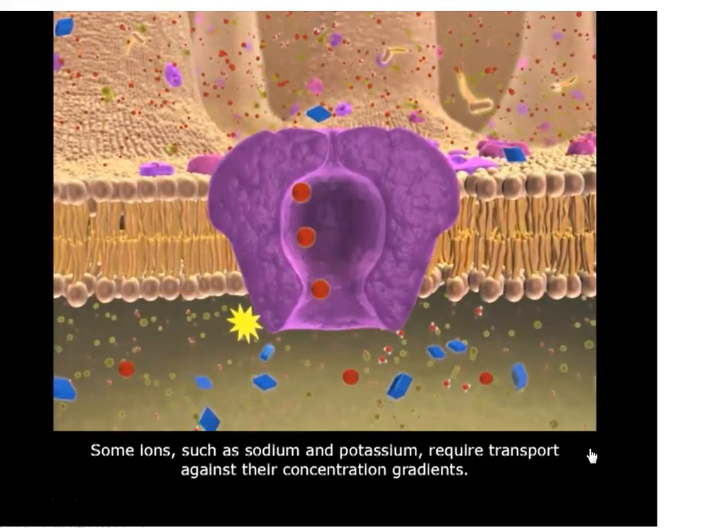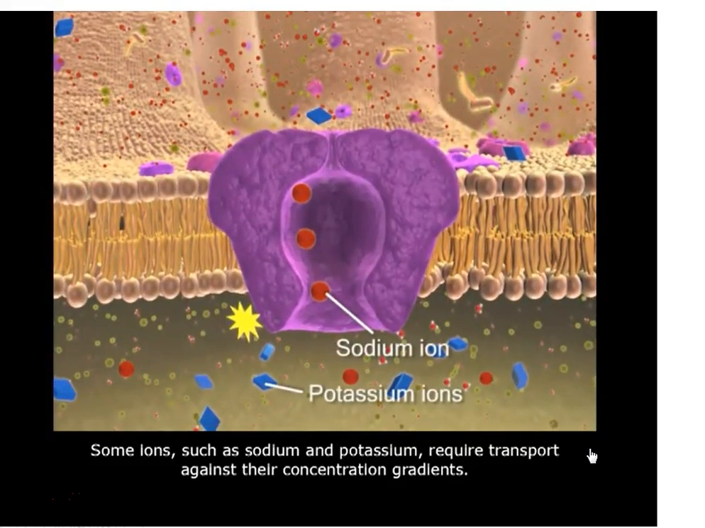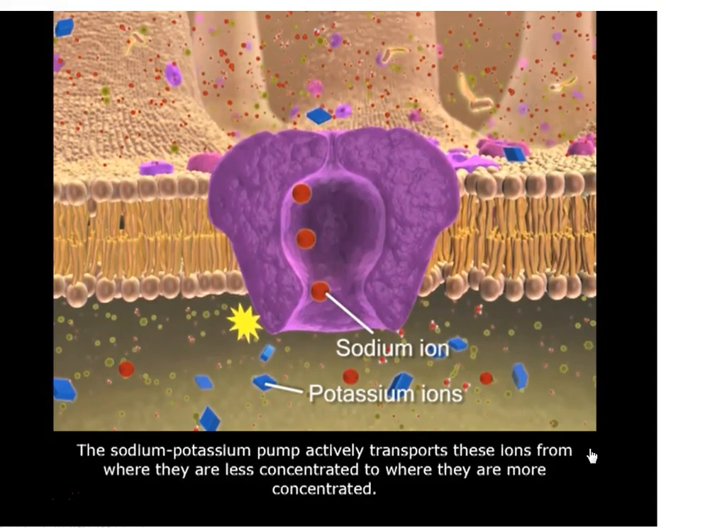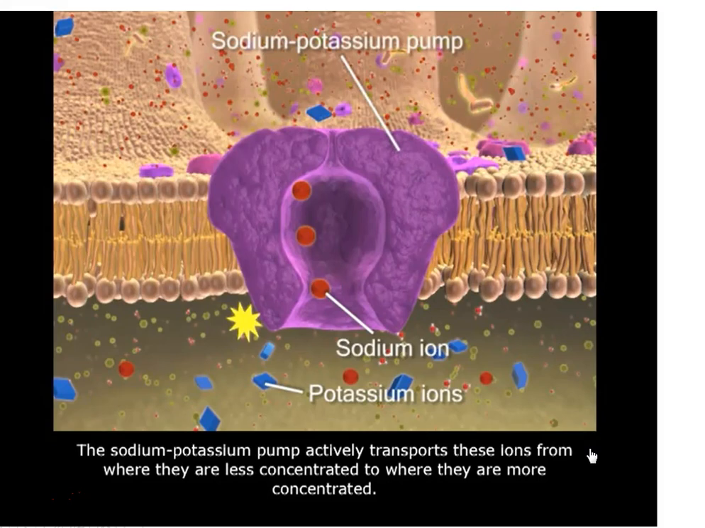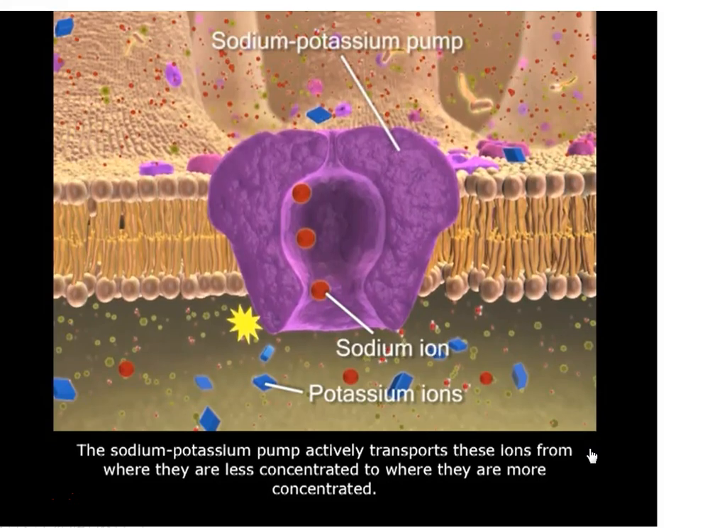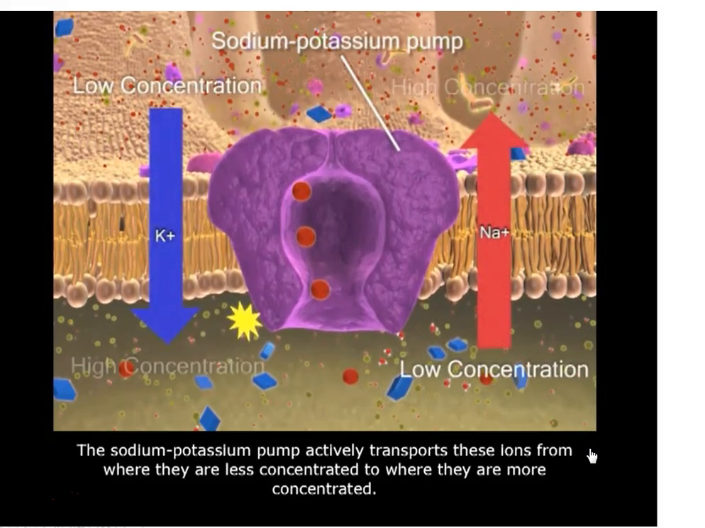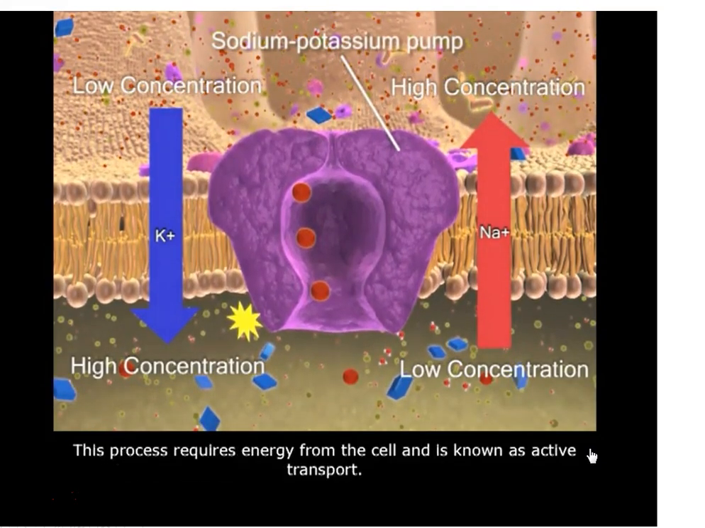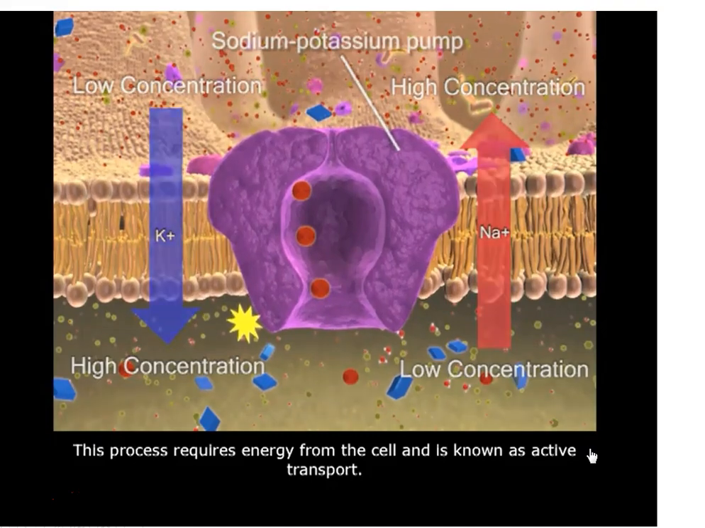Some ions, such as sodium and potassium, require transport against their concentration gradients. The sodium-potassium pump actively transports these ions from where they are less concentrated to where they are more concentrated. This process requires energy from the cell and is known as active transport.